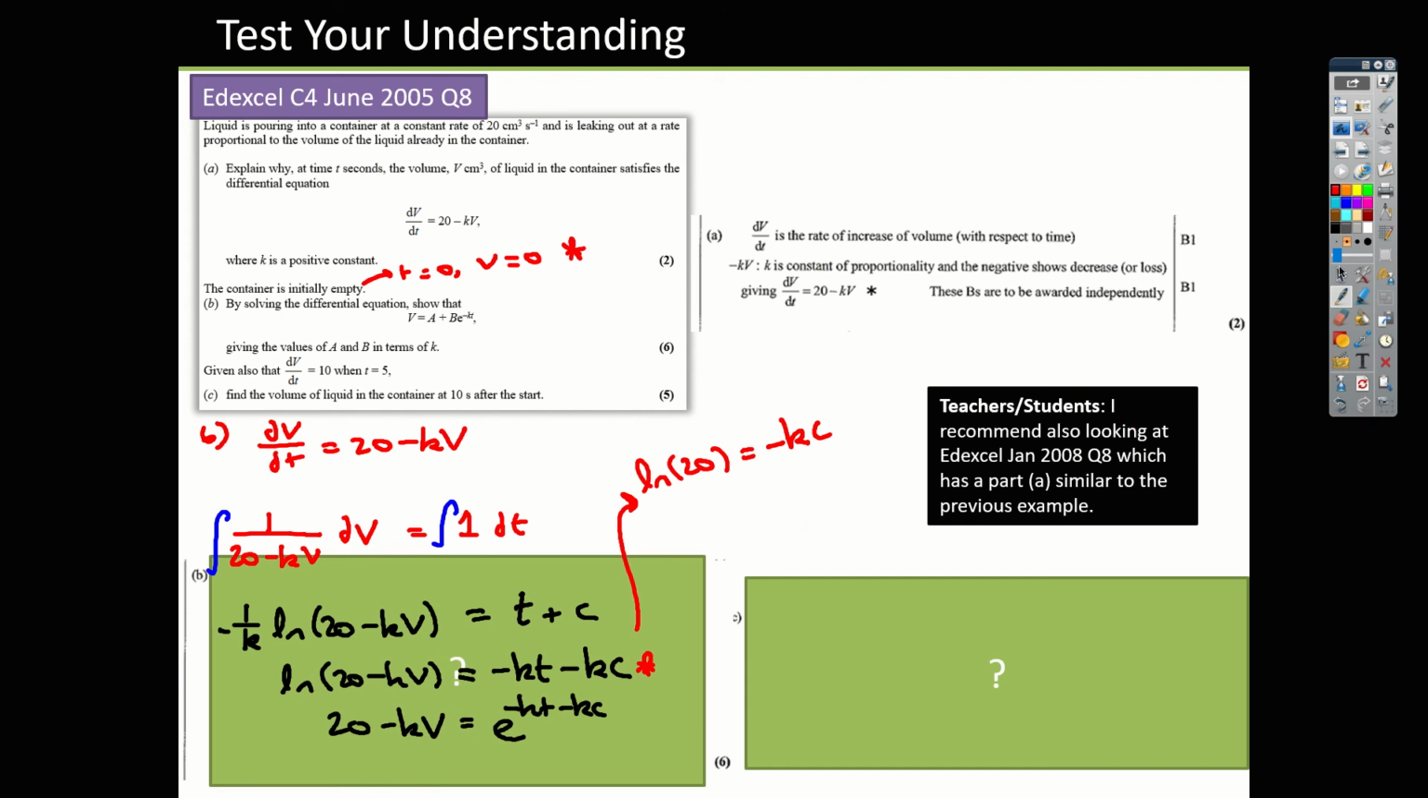Okay, right, I think maybe it's a good idea to write this out again then with our constants in. So now we've got natural log of 20 minus kv equals minus kt, and then minus kc is natural log of 20. Okay, right, I think best thing to do now is to combine the natural logs on one side. So I'm going to subtract the natural log of 20. And by subtracting the logs, I can then divide the arguments.